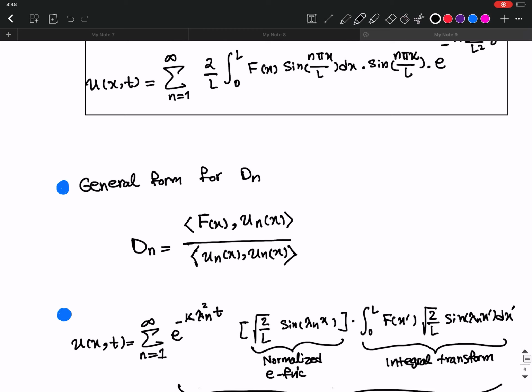And for the next time, I'm going to solve one quick example of this separation of variables technique, and then after that we are going to go to the integral transforms, which is the next part of the course.